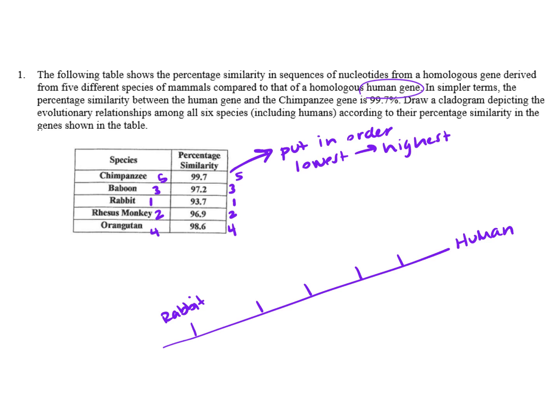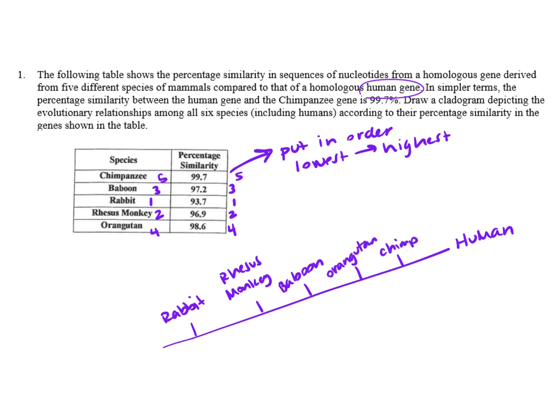And then from here, I'm just going to kind of go in order. Because I already ordered them, it makes it much easier. So the next is going to be the rhesus monkey. And then it's going to be a baboon. And then we have the orangutan. And then we have the chimpanzee.